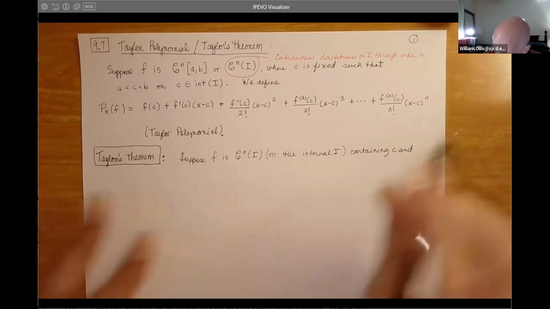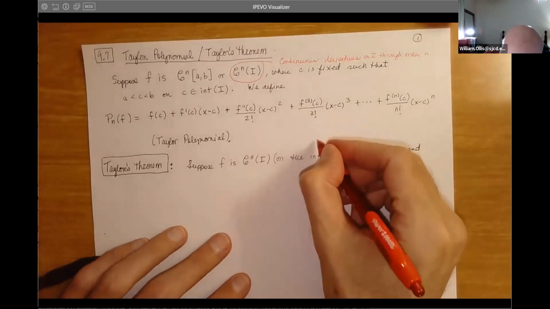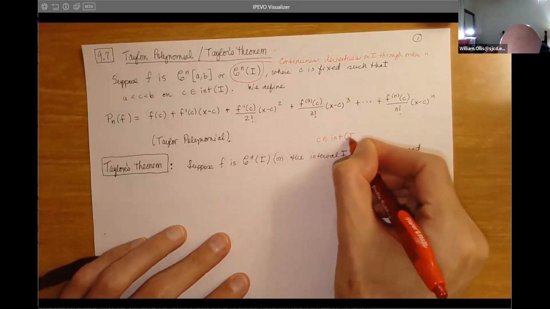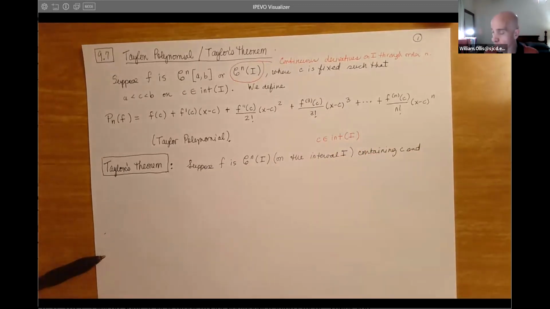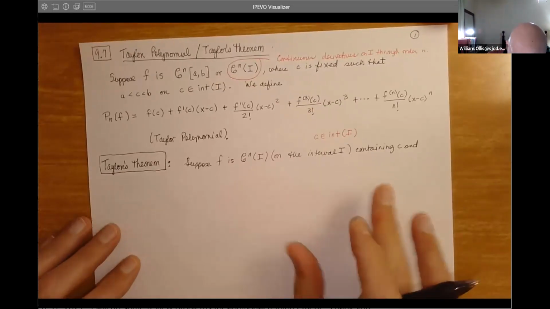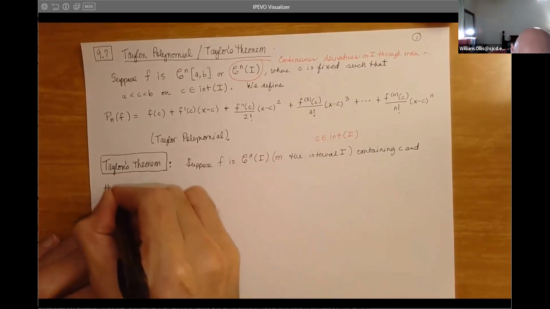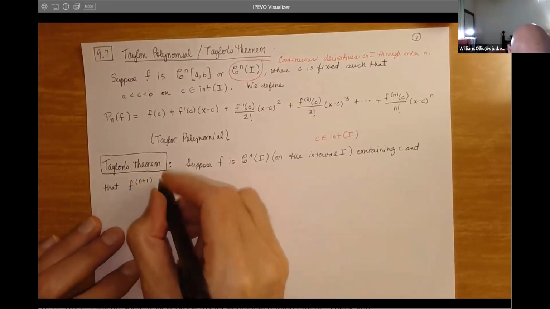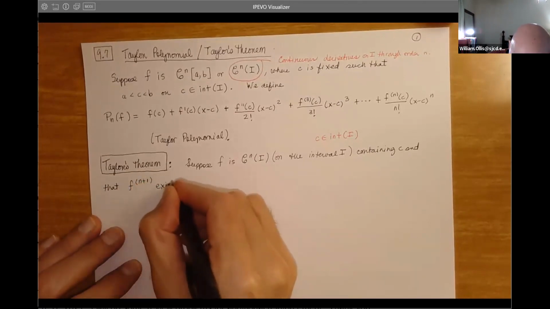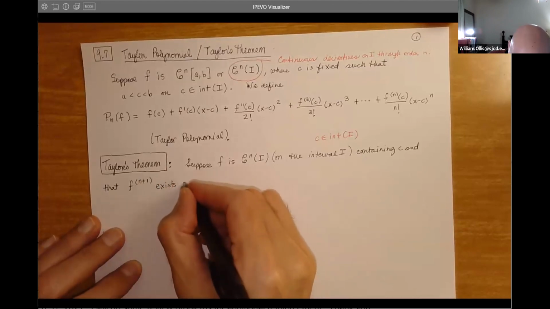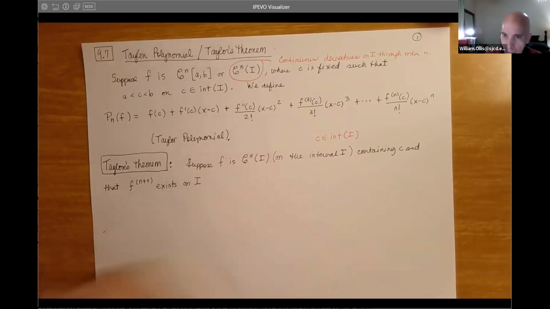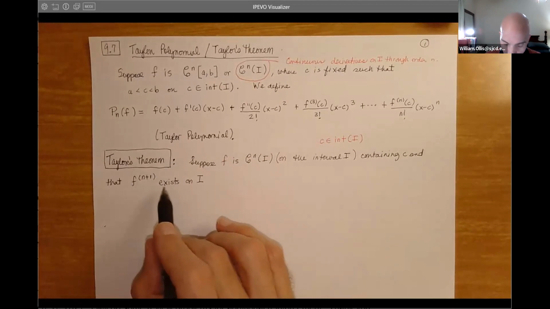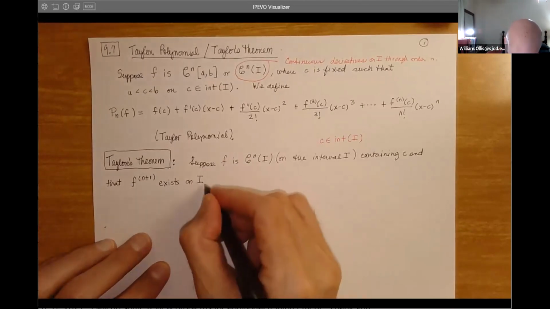And remember, again, like I say, c is in the interior. It's not an endpoint. INT is short for interior. And we need that n plus first derivative to exist. The n plus first derivative exists on I. We don't necessarily need continuity, but we definitely need that it exists. Maybe it might have trouble at the endpoints, or maybe it's fine. But the proof doesn't require any more than this. We just need the existence.